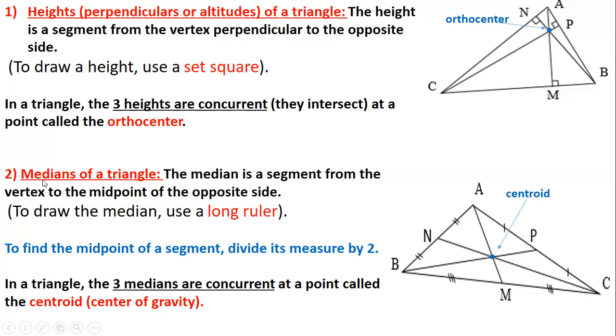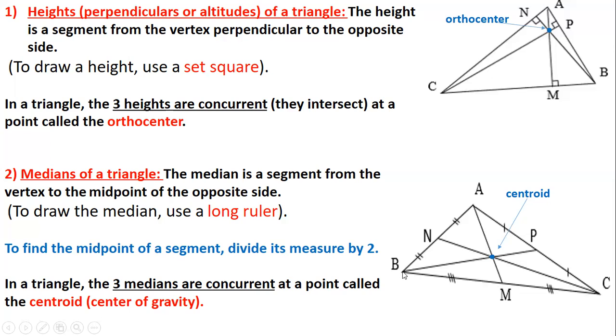Line number 2 is the median in a triangle. Let's define a median. The median is a segment from the vertex to the midpoint of the opposite side. So from each vertex, we can draw a median. But before we draw a median, we should find the midpoint of the opposite side. To find the midpoint of a segment, we divide the measure of the segment by 2.